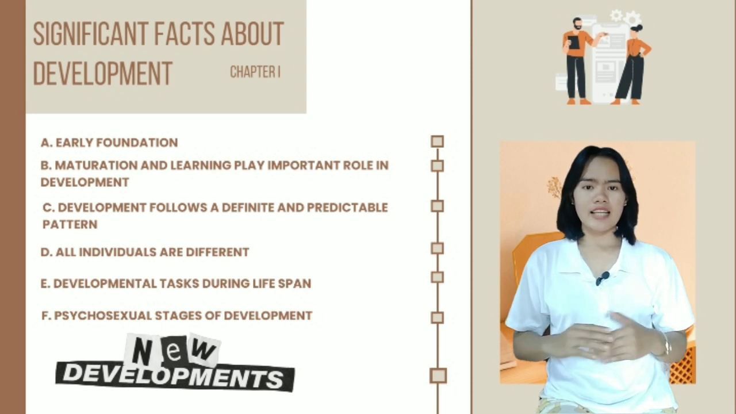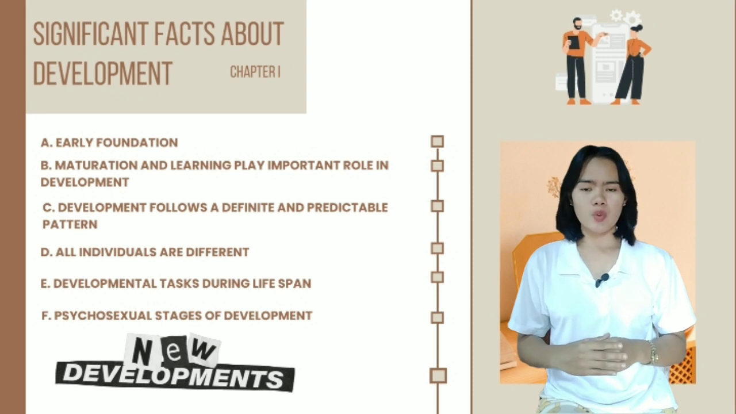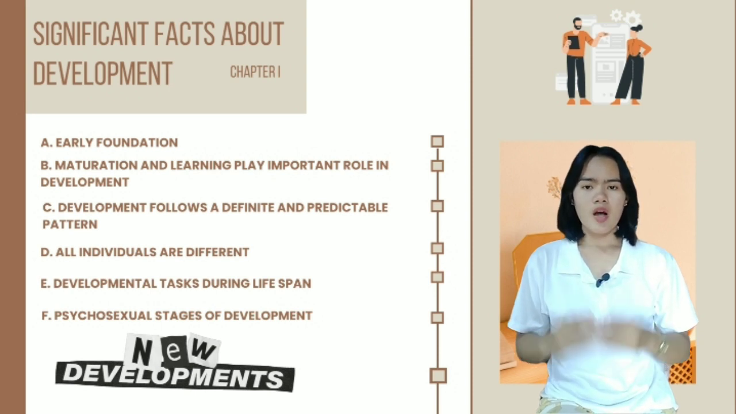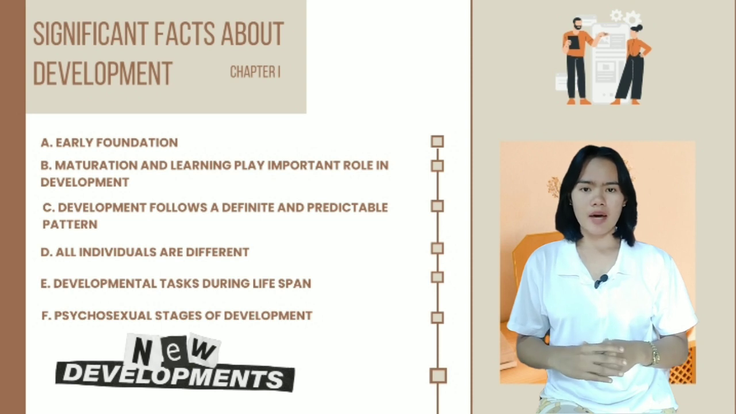It is also said that development follows a definite and predictable pattern. The importance of this is that it makes it possible to predict what people will do at a given age and to plan their education and training to fit into this pattern. All individuals are biologically and genetically different from others. No two people can be expected to react in the same manner to the same environmental stimuli. Each phase of development has a characteristic pattern of behavior.